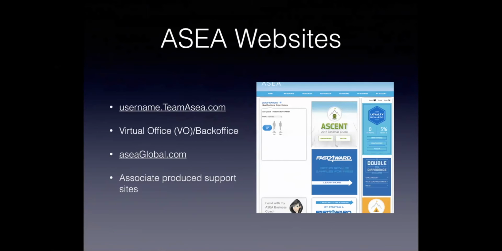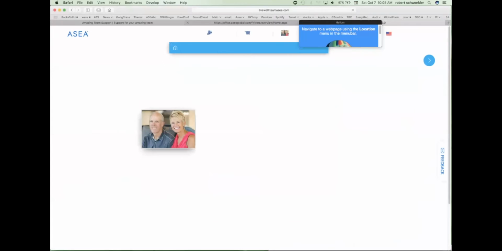And in particular, the websites we're going to cover is what we call our Team ASEA, our replicating website. And the second would be the virtual office or the back office. And the third would be the ASEA corporate website that's actually public. It's for everybody, not just people who join ASEA. It's for customers and people looking at ASEA. And then we're going to touch on a few of the associate produced support sites.